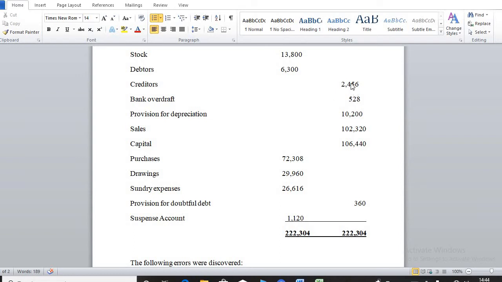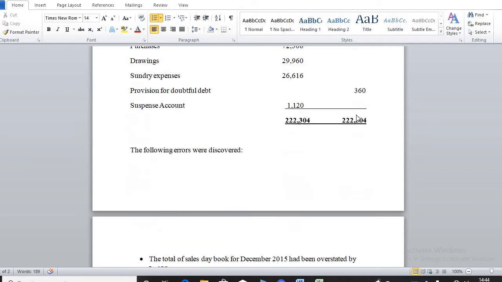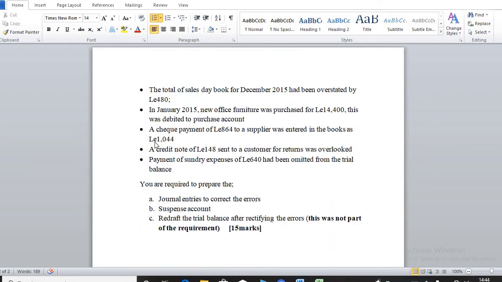So you can see that the double entry principle here has been completed. We are going to credit the creditor's account and then debit the bank account or the bank overdraft account. Okay, so let's come back to this.